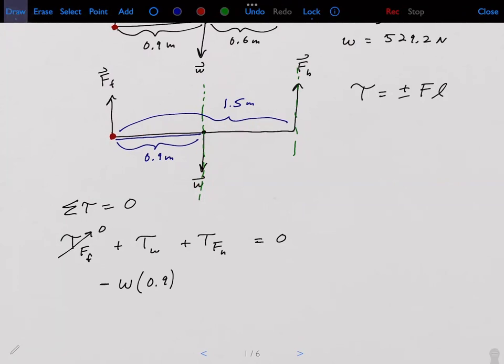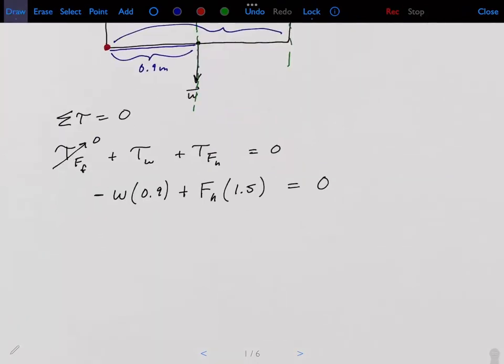And then finally, the force on her hands. We don't know the force on her hands. That's what we're looking for, but we do know the moment arm. It's 1.5. And if that force were the only force acting, it would cause the body to rotate counterclockwise. So that torque is going to be positive. And that's got to equal 0. So I can solve this for FH now, right?